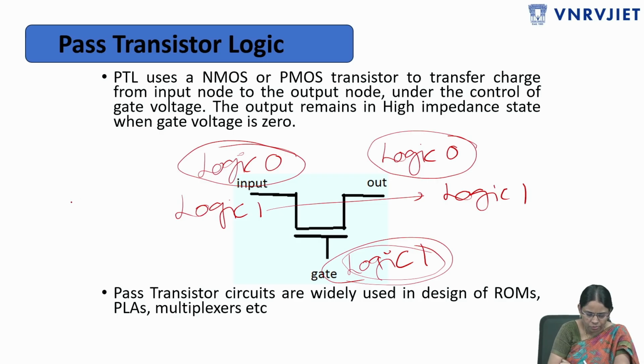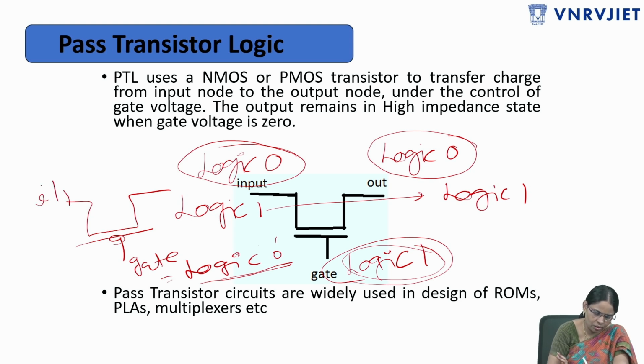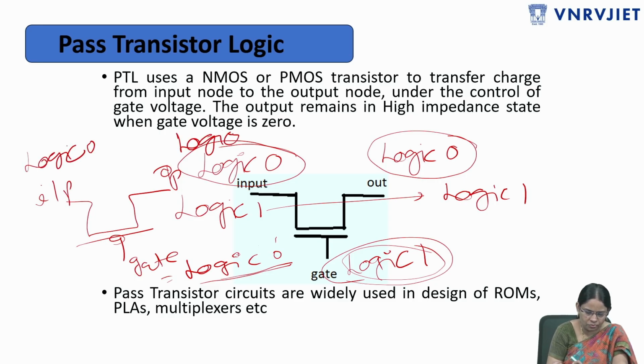Now if we consider the PMOS, for the PMOS transistor you should give the gate signal as logic 0. Why? Because it requires a negative threshold voltage, and that negative threshold voltage is considered logic 0. Whenever the gate signal is logic 0, the input is transferred to the output. If you give the input as logic 0, the output is logic 0. If you give the input as logic 1, the output is logic 1. In that way, we treat this as pass transistor logic.